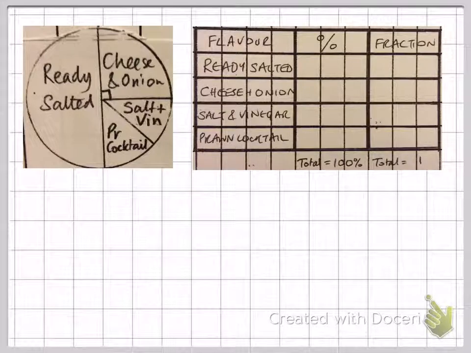fraction prefer each flavour. So if we look at the pie chart, the ready salted section is clearly 1/2, so that would be 50%. And we can put that down as a fraction, which is 1/2. Cheese and onion is half of that amount. We can also see it's a quarter because we've got this little right angle symbol in the corner here showing it's a quarter of the circle. So it's 1/4, and that would be 25%.